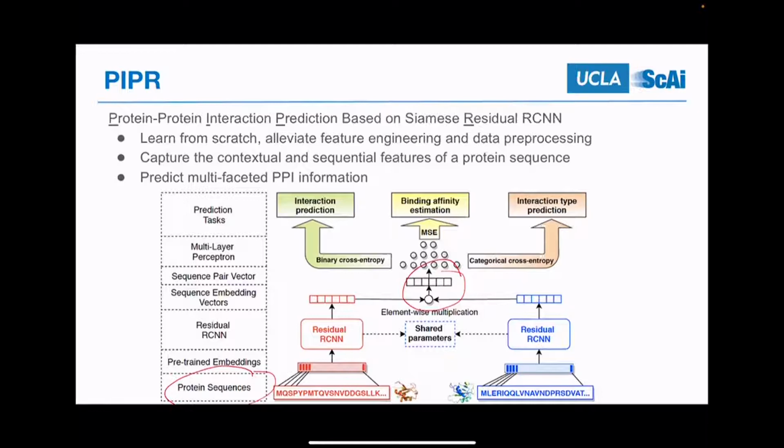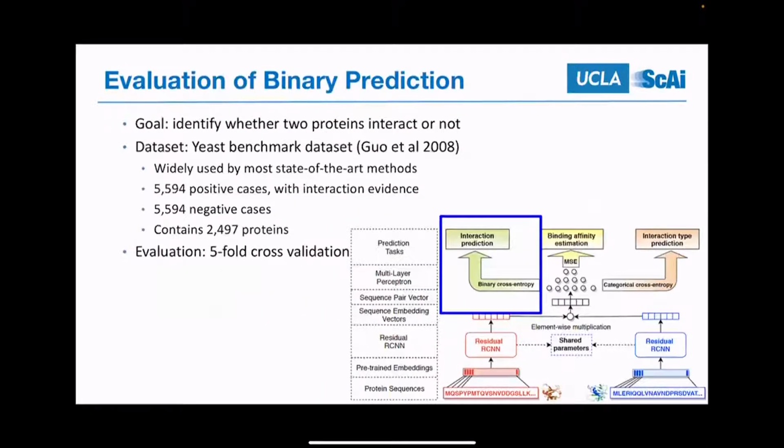What I want to point out is that this RCNN is the same model for the different protein sequences. They have shared model parameters. Okay, I mean, this is a very straightforward idea, right? So I'm going to show you how it works.